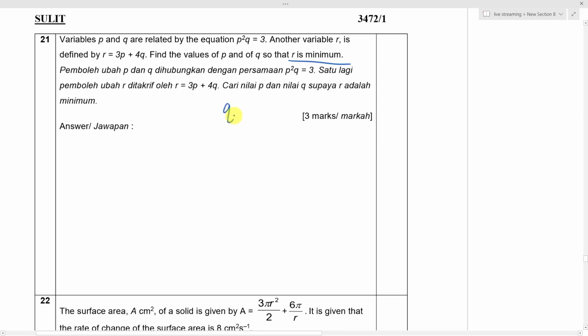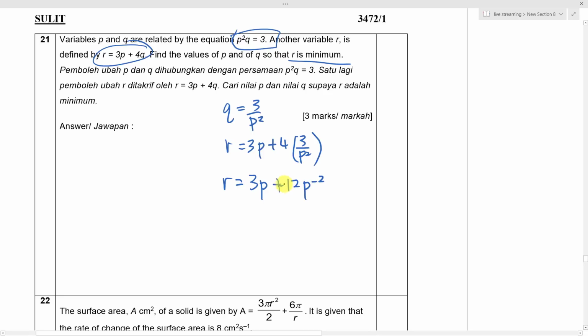So over here, maybe I take Q from this equation and make Q the subject, 3 over P squared, isn't it? Then I substitute into this equation, R equals 3P plus 4Q. Q is 3 over P squared. Because before I differentiate, I will make all of them into one term, which is in terms of P. So this is 3P plus 12P negative 2.